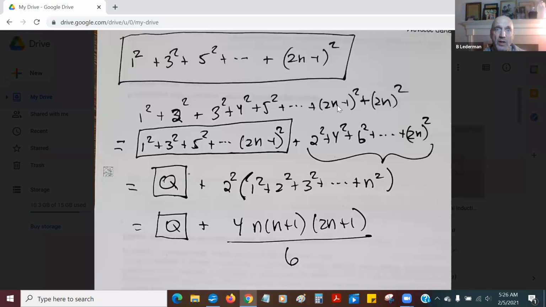Now I'm going to take this and break it up into two series, which I could definitely do because it's a finite series. Sometimes when they're infinite series, you have to be careful how you mess with them. But a finite series, for sure, I could do it.